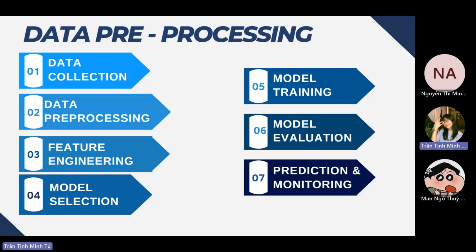And finally, we have prediction and monitoring: apply the trained model to forecast future product sales based on new data. Continuously monitor actual sales data and compare it with the predicted values. Update and refine the model as needed to adapt to changing market conditions.